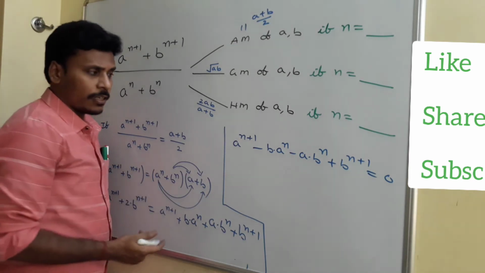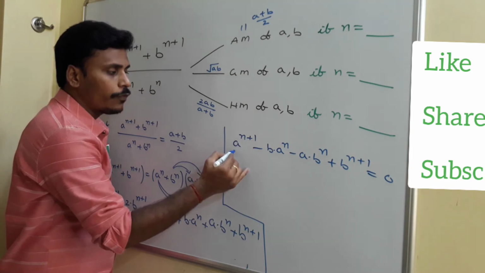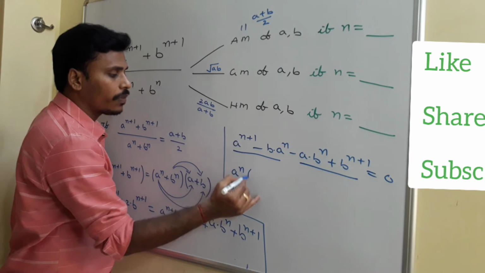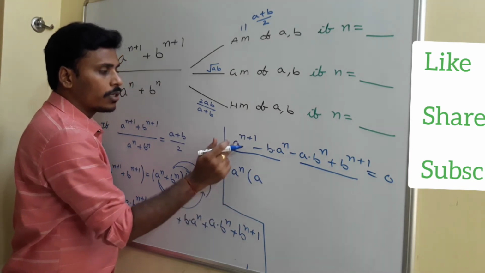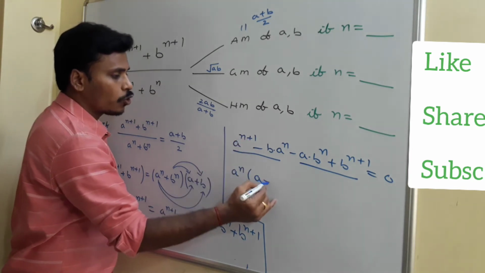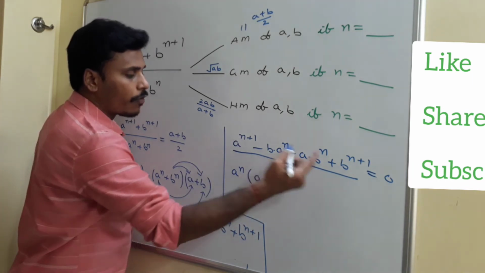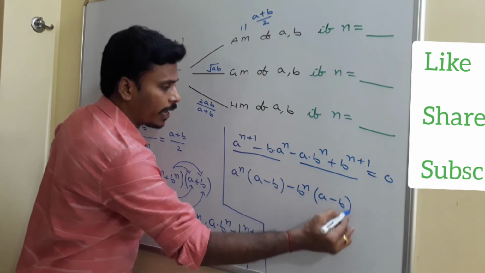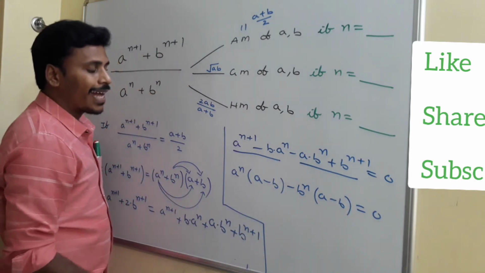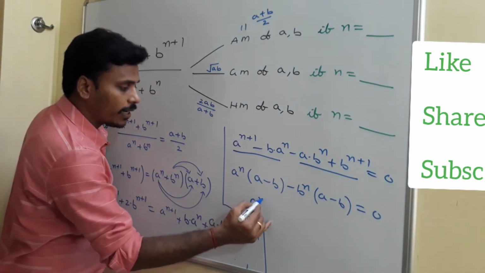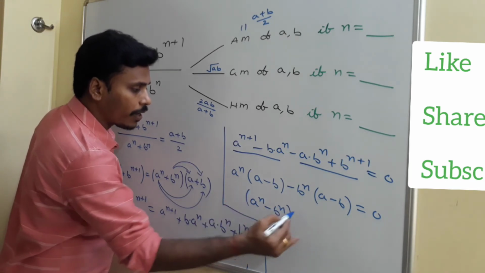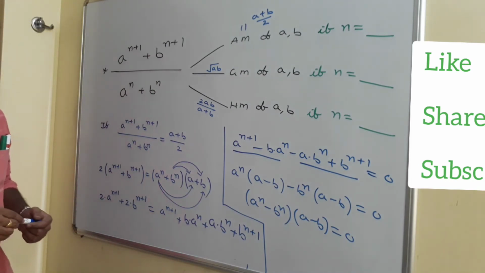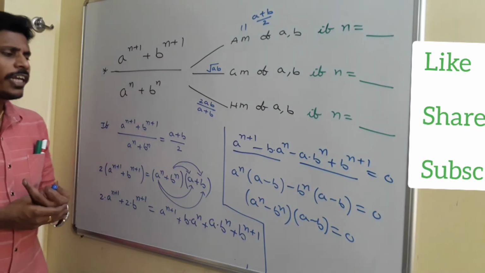You need to factorize it. Look at this, very simple task. If you look at the first 2 terms and then the next 2 terms. In the first 2 terms, a power n is the common thing. If you pick a power n out, this is a power n into a, so a power n into a minus b. And from these 2 terms, you just take out b power n, again you will get a minus b, is equal to 0. As a part of factorization, you will get a power n minus b power n into a minus b is equal to 0. From there, what do we need to conclude?